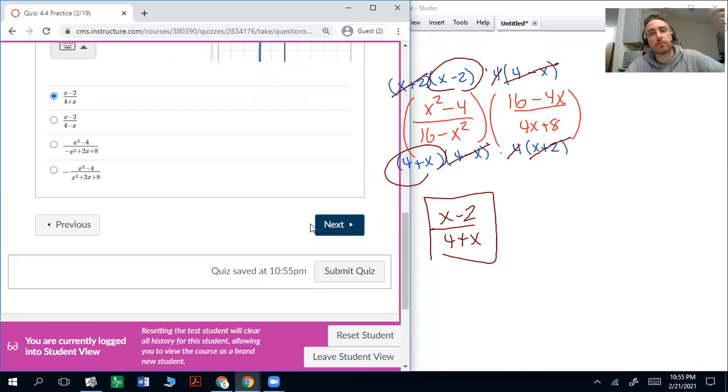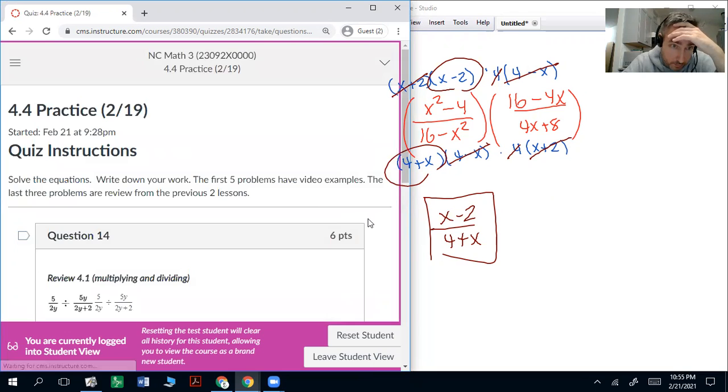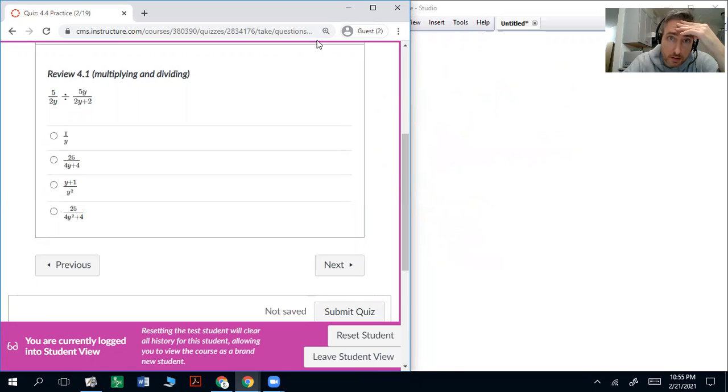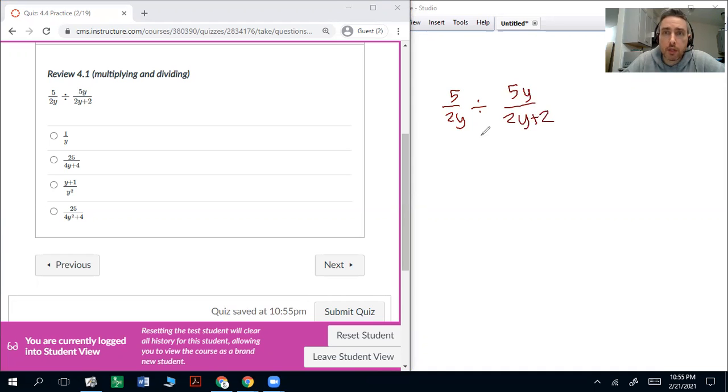All right, next question. All right, division, let's do this. 5 over 2y divided by 5y over 2y plus 2. Keep, change, flip. So 5 over 2y multiplied by flip, 2y plus 2 over 5y.